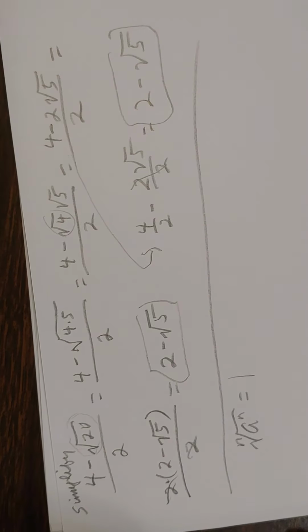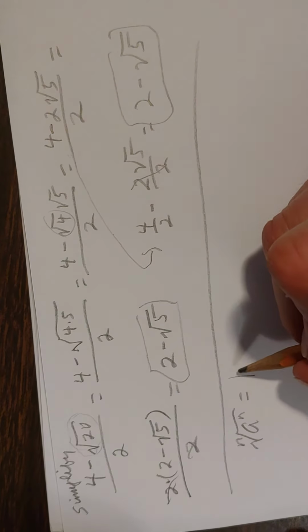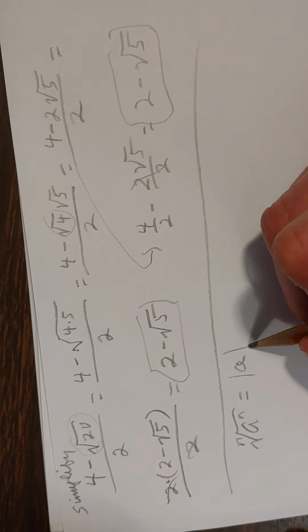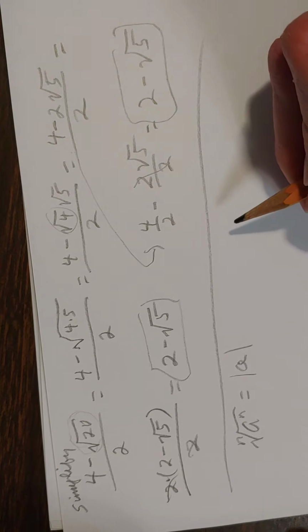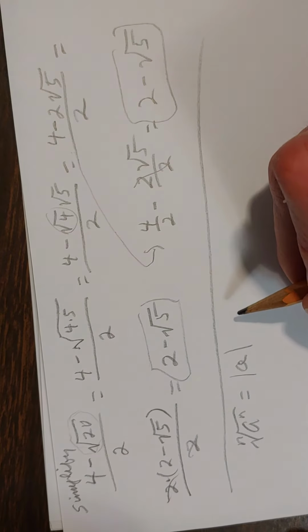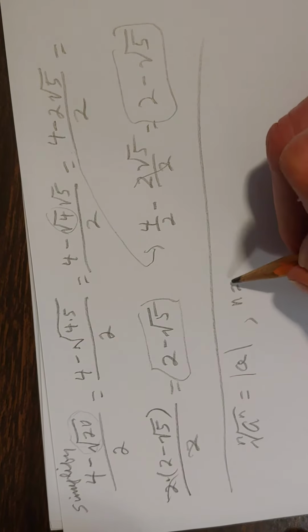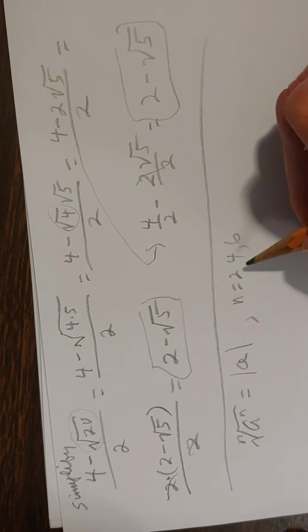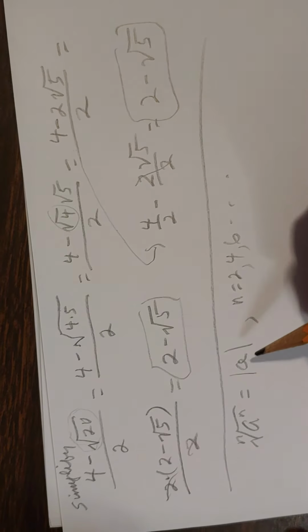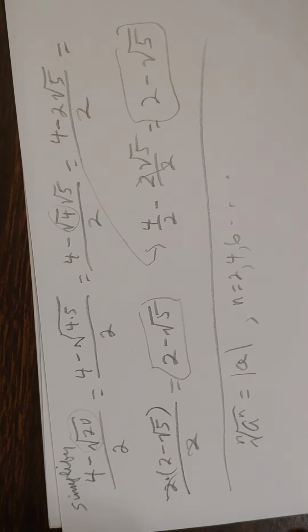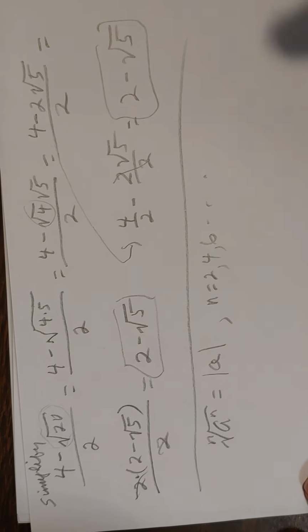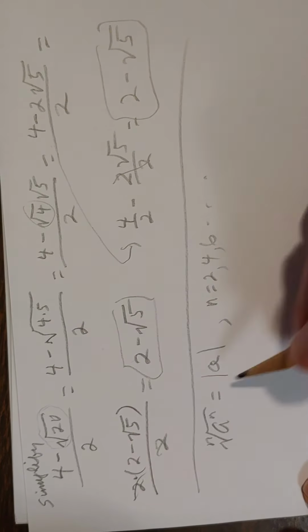It says the nth root of a to the n equals the absolute value of a if n is greater than or equal to 2 and is even. In other words, if n is equal to 2 or 4 or 6, etc. Now, we said when we do problems, we're not going to worry about that. The problem's going to say, don't worry about that absolute value.